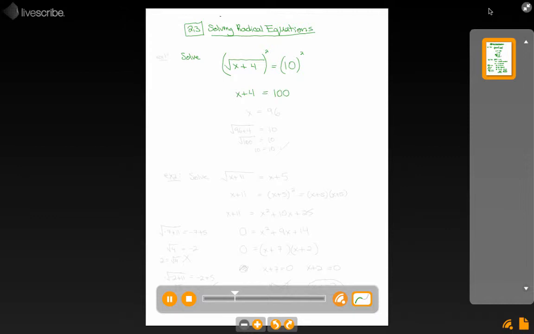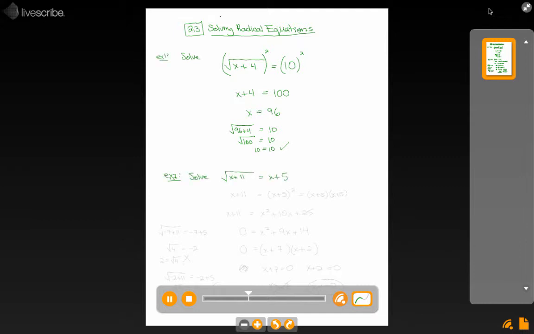Now this is, I hope, a really simple equation for you to solve, and you end up with x equals 96. I check the answer in the original equation to say, does the square root of 96 plus 4 equal 10? So the square root of 100 equals 10, and the answer is yes. So I verified my answer, and there I have a simple radical equation solved.